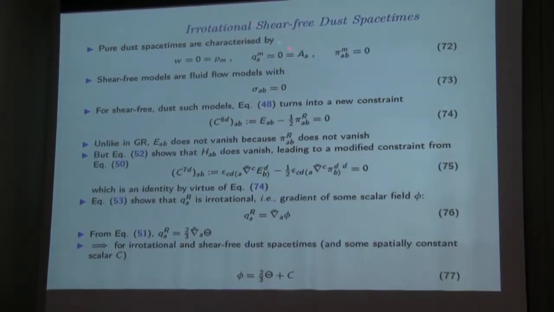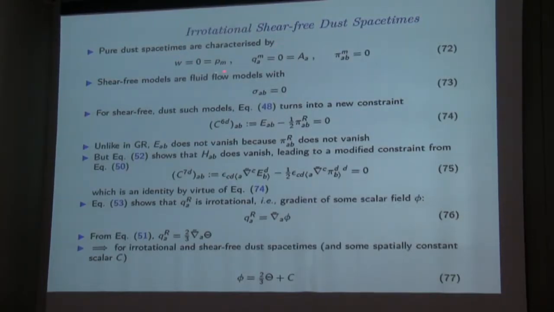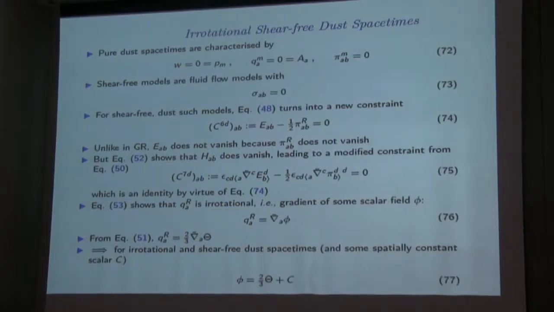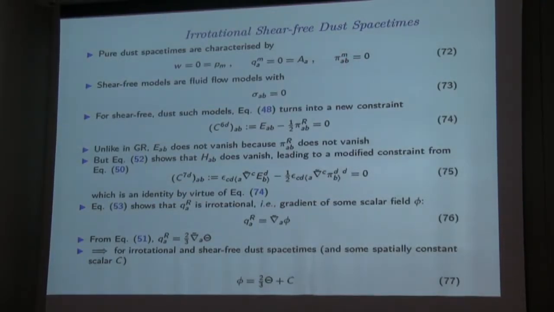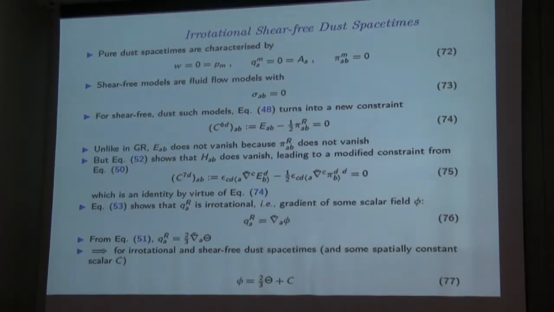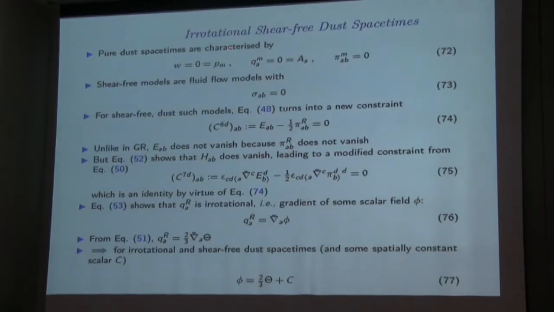So if we specialize to dust spacetimes characterized by this equation, including the anisotropic stress set to 0, and if we assume shear-free, we get this kind of constraint equations, which in general relativity would have meant that the electric part of the Weyl tensor will also vanish. But in f of R gravity, since this term is generally non-zero, one does not get a vanishing electric part of the Weyl tensor.